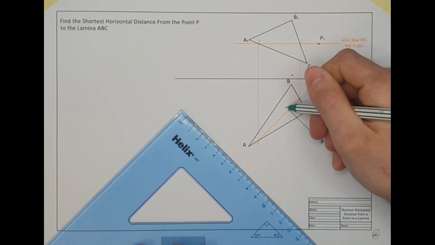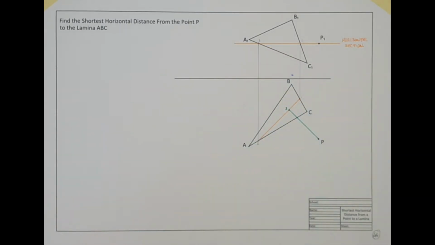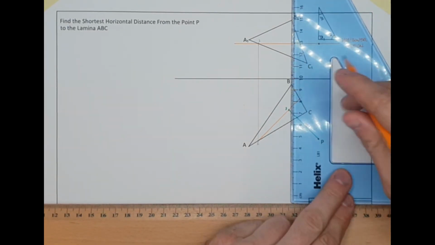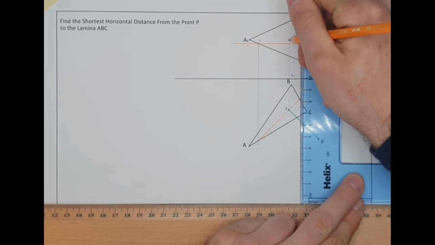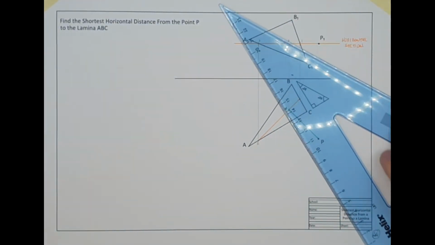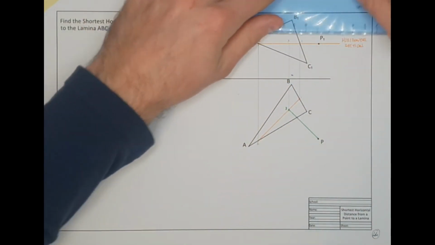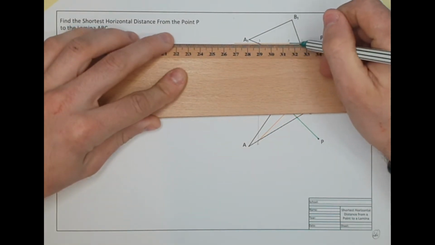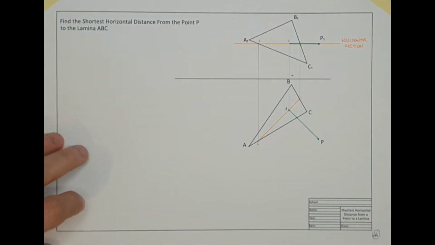It takes us in there to point number 3. Point number 3 lies on the line from 1 to 2 there, on the orange line. So the projections of the shortest horizontal distance is, I should use my T-square for this. There we go. Shortest horizontal distance from a point to a lamina.